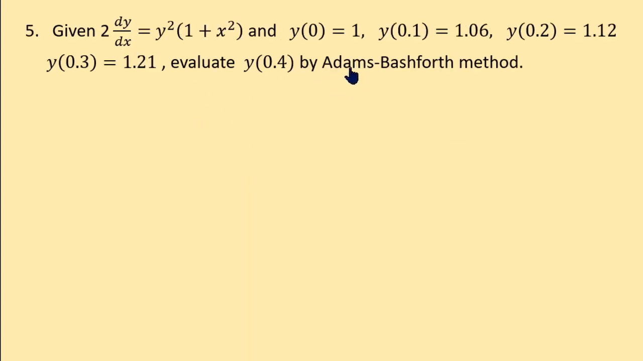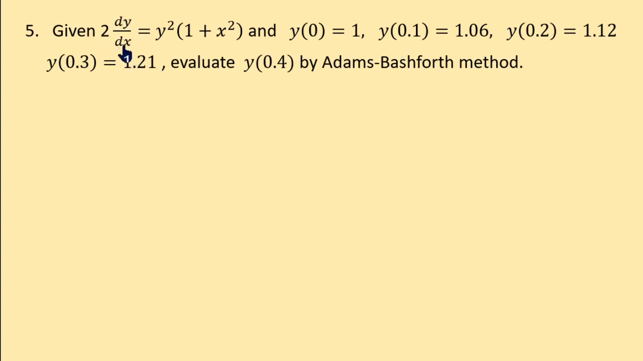Adams-Bashforth method. So, in the Adams-Bashforth method, one example: 2 dy by dx equals y square into 1 plus x square, y at 0 is 1, y at 0.1 is 1.06, y at 0.2 is 1.12, y at 0.3 is 1.21, evaluate y at 0.4 by the Adams-Bashforth method. x0 is 0, x1 is 0.1, x2 is 0.2, x3 is 0.3 and y0 is 1, y1 is 1.06, y2 is 1.12, y3 is 1.21.